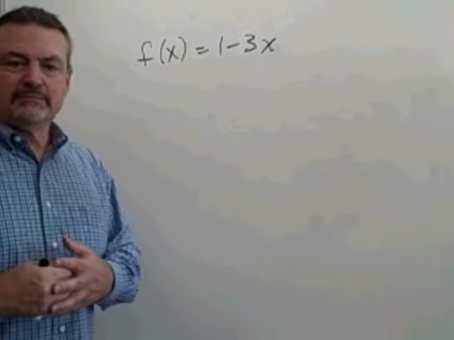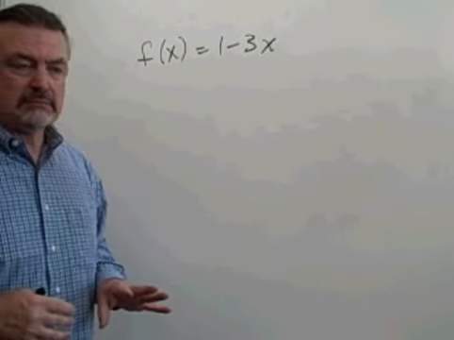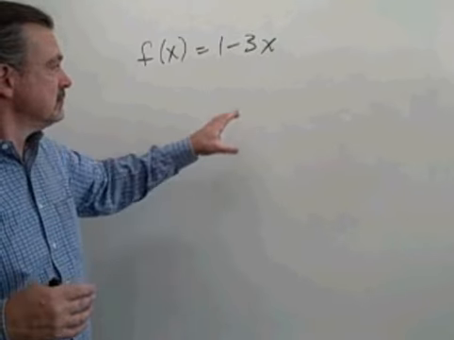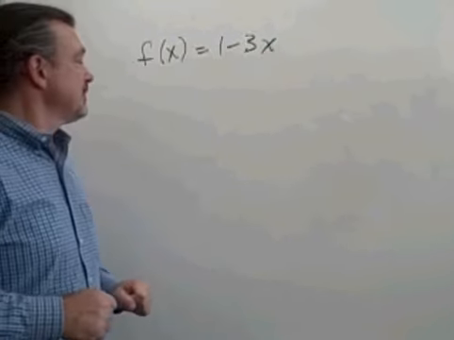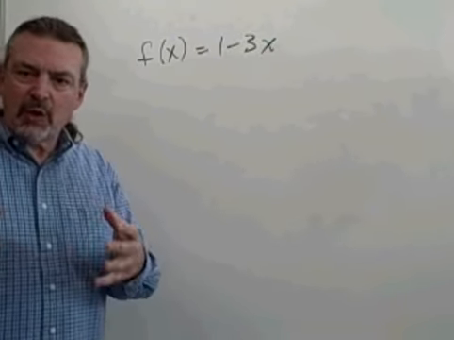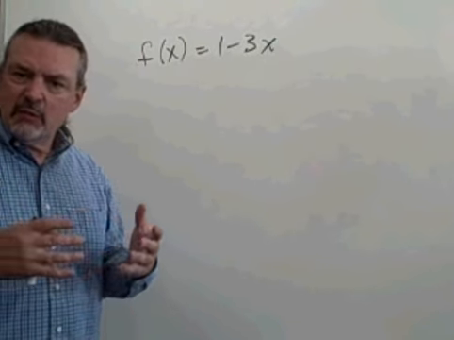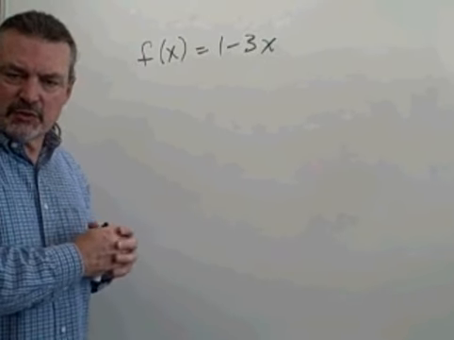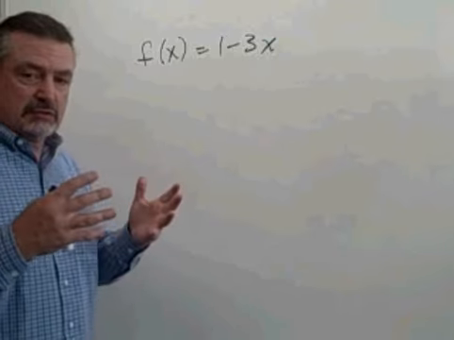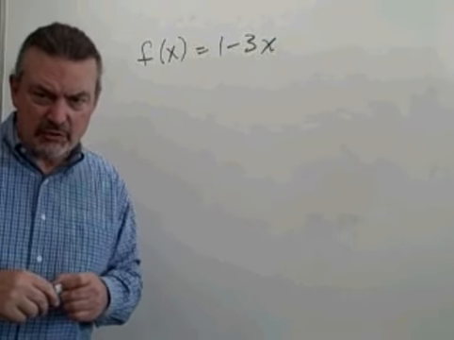Here we have a function. It's a linear function. How do we know it's linear? X to the first power, right? Well, I wonder if we can find what the inverse of this function would be. And of course, it'd be kind of a short video if we couldn't.